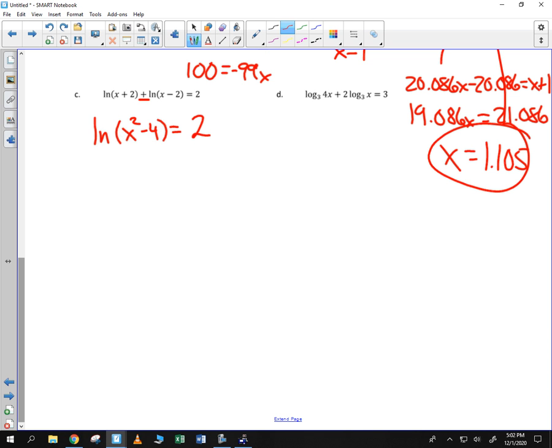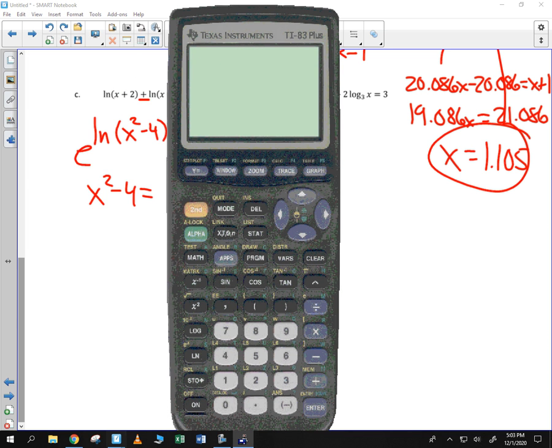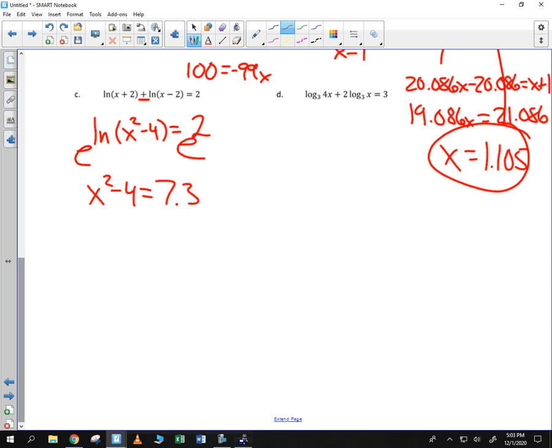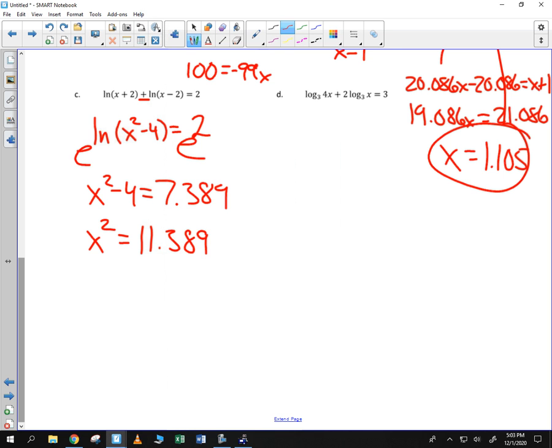Once I write it as a single logarithm, I then can create a base. A base of e, I have x squared minus 4 is equal to e squared, I get 7.389. x squared is equal to 11.389. Let's take the square root of that. 3.375.